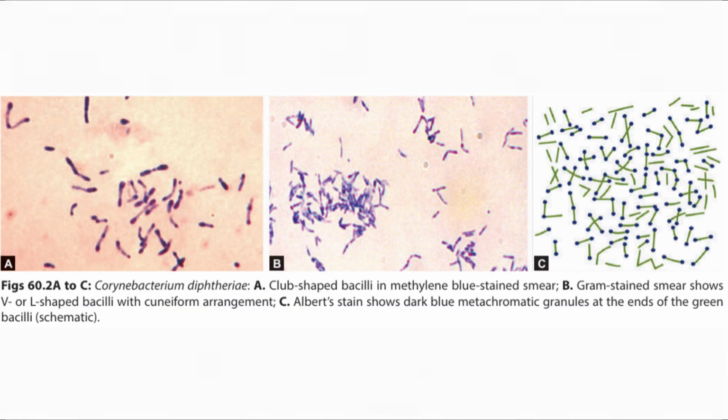Now look closely here, because these two images are pure exam gold. On the left, that's the gram stain. See how the bacteria are clumped in these V or L shapes? We call that a cuneiform or Chinese letter arrangement. Super distinctive. Then on the right, we're using Albert stain, and it lights up these dark little dots at the ends. Those are metachromatic granules. If you see either of these in a practical, you know what you're dealing with.